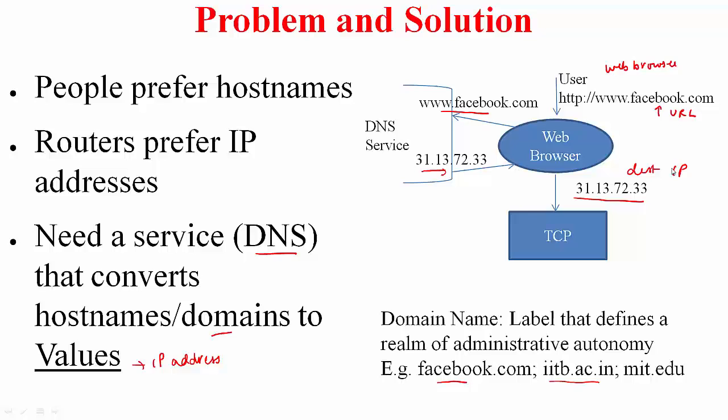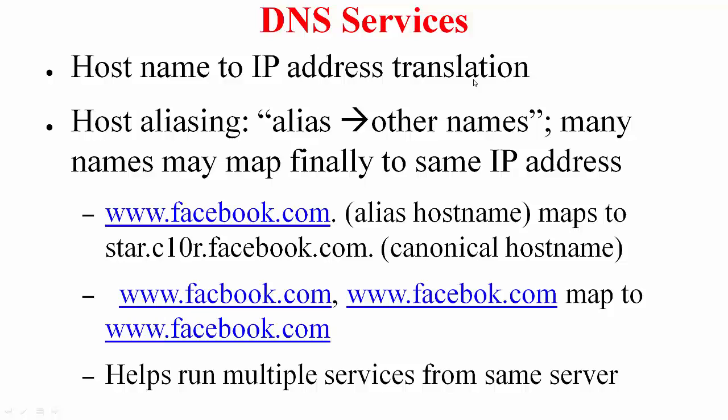Before we see how this DNS service is implemented, let's first understand what are the services provided by DNS. As mentioned already, this host name to IP address translation is one such service. This is not the only service. It also provides what is called host aliasing. Alias basically means other names.